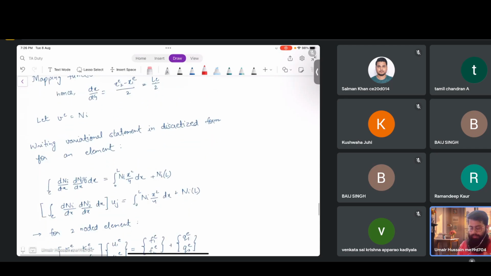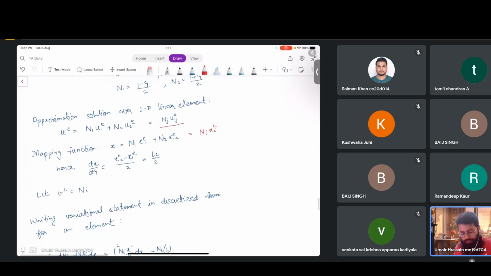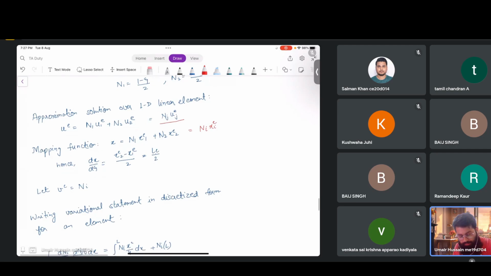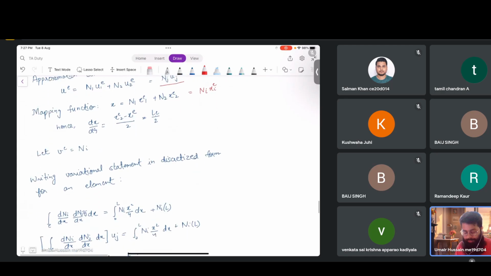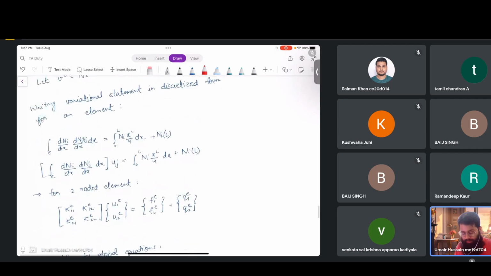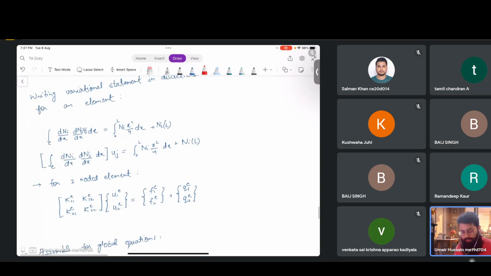So now if we assume our discrete solution as this sum of N_j u_j, and we replace the weight function with N_i, our variational statement becomes this. So these i and j actually represent the number of nodes. If we look at this term, this is a matrix, a second order matrix or second order tensor, and this is the vector of displacement, and this is the right hand side vector.